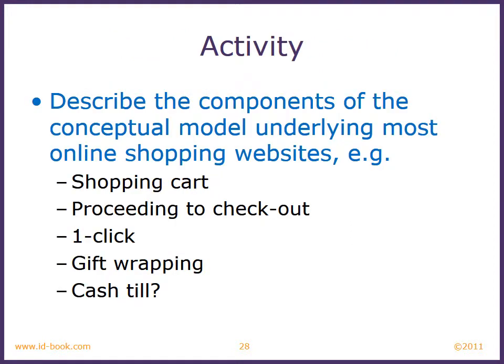So let's do another activity. Describe the components of the conceptual model underlying most online shopping websites. For example: shopping cart, proceeding to checkout, one-click, gift wrapping, cash till. This includes the placement of items a customer wishes to purchase into a shopping cart or basket, proceeding to checkout when ready to make the purchase. A variation, which is also based on what happens in a physical store, is making a booking where new items are added before proceeding to pay.